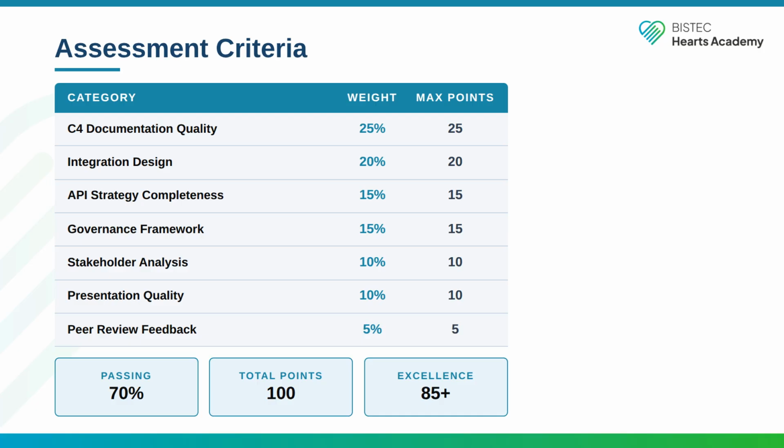Presentation quality at 10%. Can you explain your architecture in 8 minutes? Can you defend your decisions under questioning? Clarity and confidence matter. Peer review at 5%. Constructive feedback is part of the architect role. Passing threshold is 70%. Excellence is 85% and above.